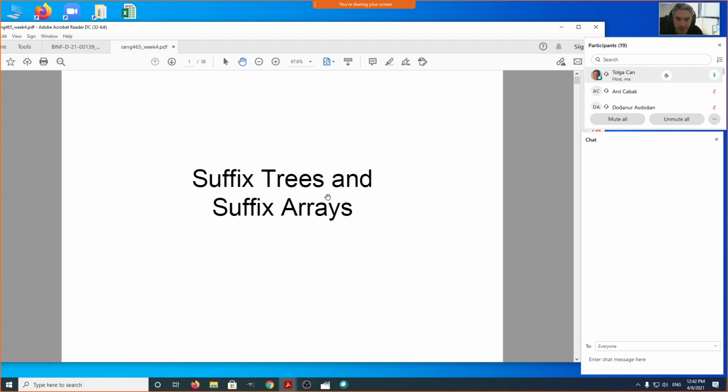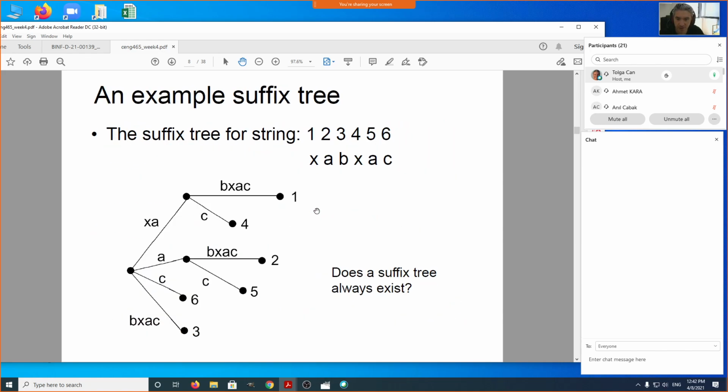suffix arrays today. So if you remember, we described suffix trees on Monday, and it was a tree of suffixes of a string that helps us to carry out pattern searches very quickly. The way we search these patterns is, let's look at an example suffix tree here. For example, this is a suffix tree for the string xabxac. If you're looking for a pattern bx, for example, does bx occur as a substring of this string?